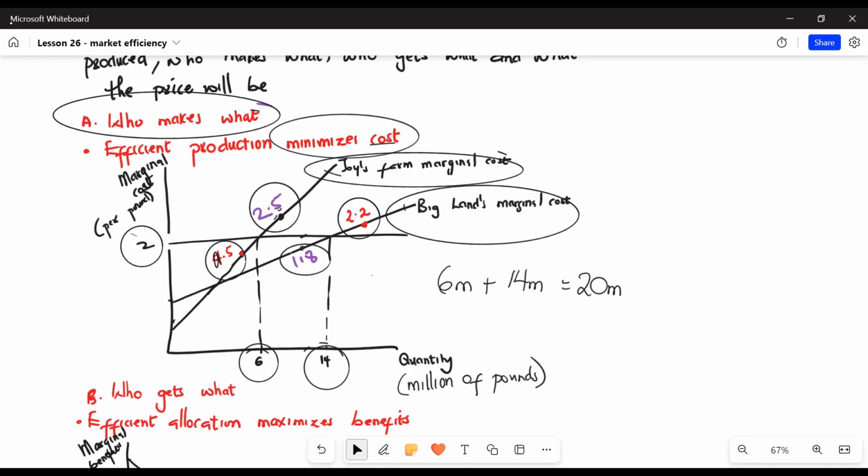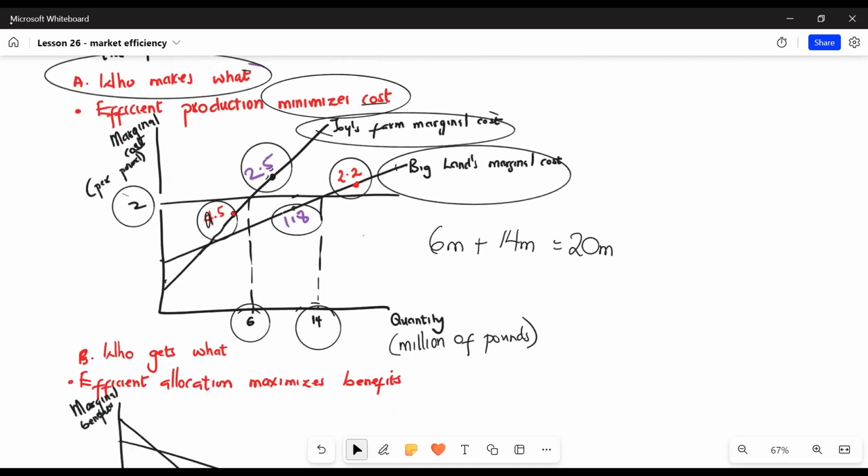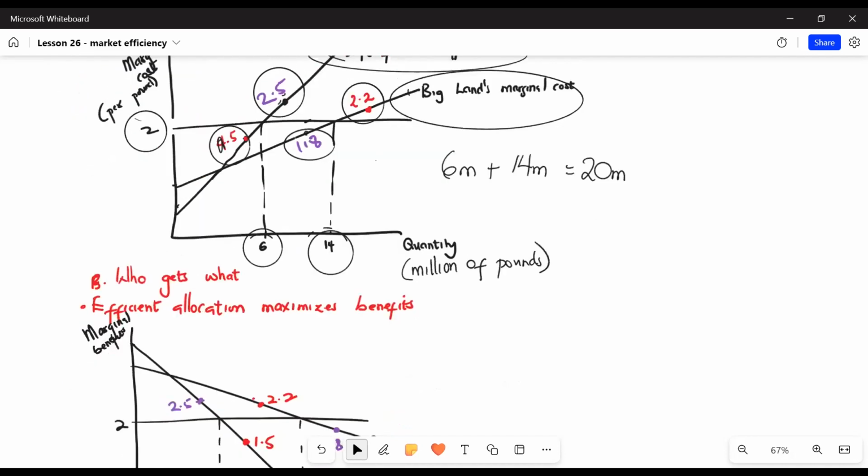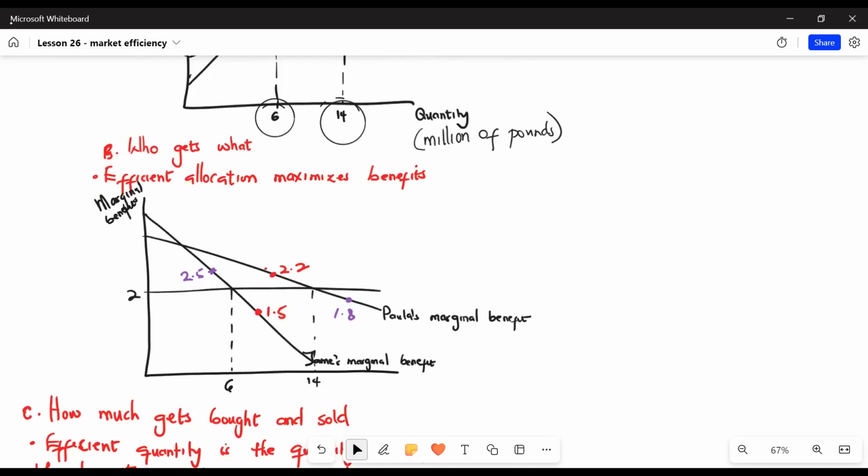So in answering the question of who makes what, the primary thing that market does is distribute production across firms that minimize cost. This is made possible by the presence of competition in the market. Now that we know how market answers the question of who makes what, let's look at how market answers the question of who gets what.